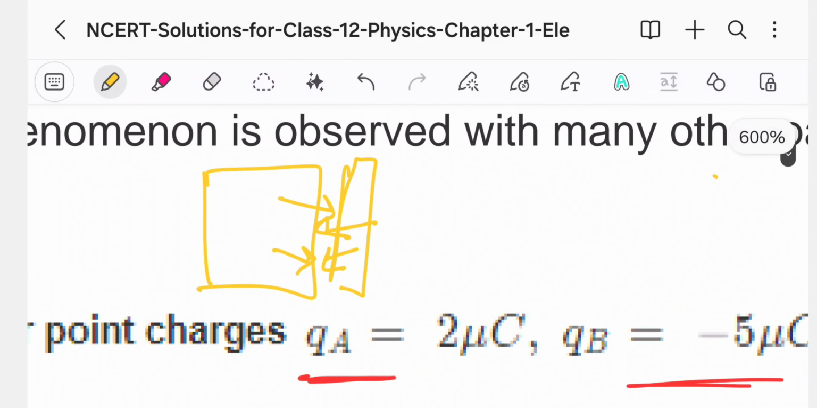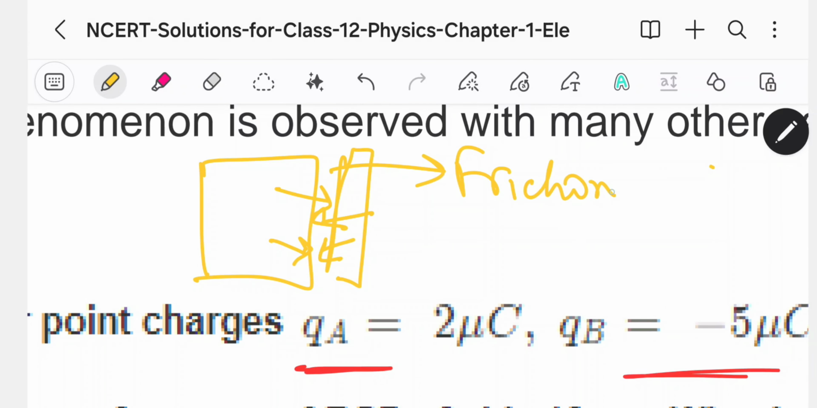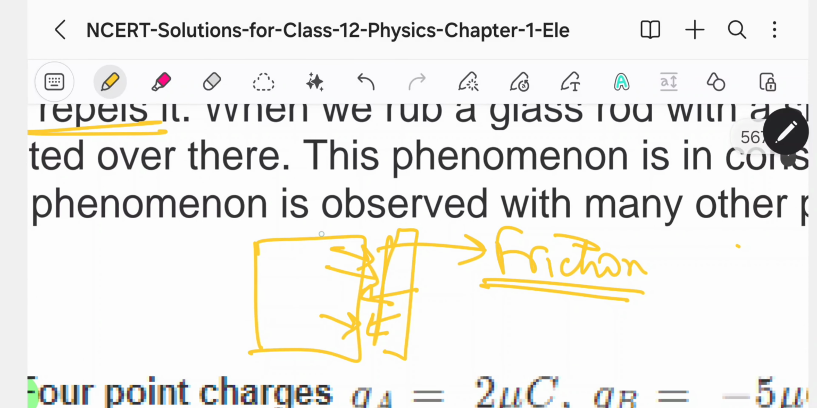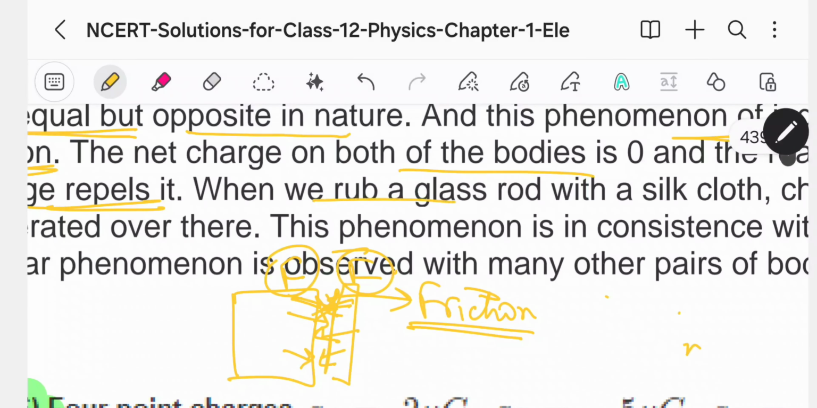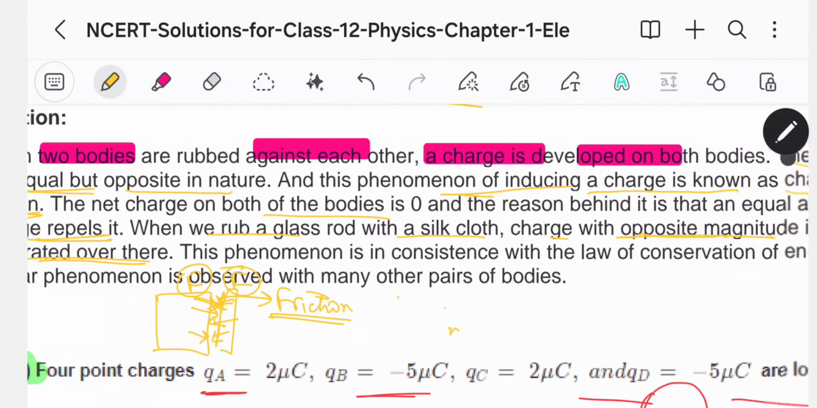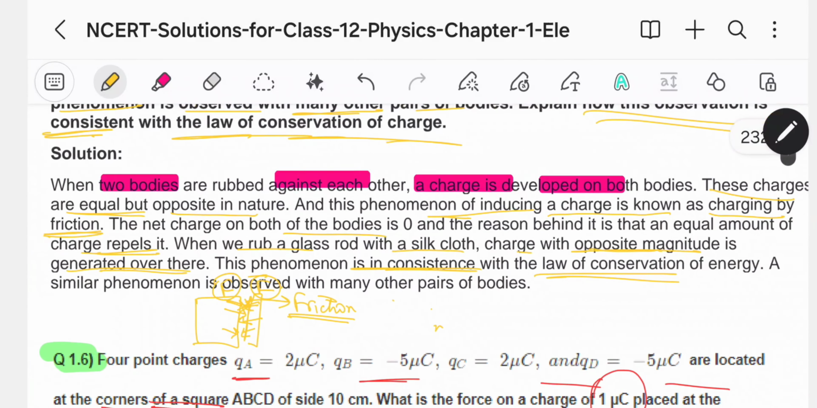And then there is friction as well. We can see that the net charge on the bodies is 0 because, for example, if this body is putting a force F, this body is also putting another force F, so the net charge is 0. So when we rub a glass rod with a silk cloth, charge of opposite sign and equal magnitude is generated, and this phenomenon is consistent with the law of conservation of charge. A similar phenomenon is observed with many other pairs of bodies.